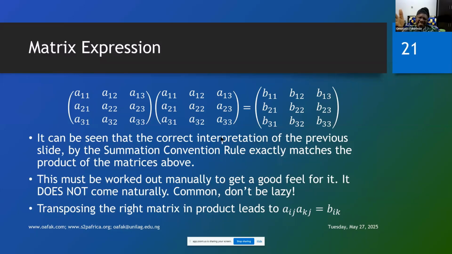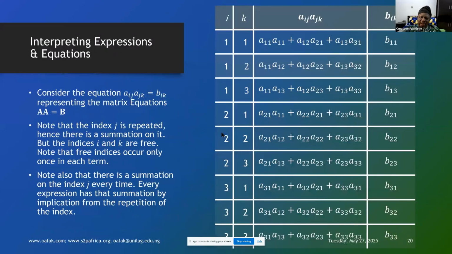How can you write this in index form? To know how to write it in index form, you just have to take a look at what we have here. I am saying that the product will be Aij, Ajk, if it is the product of A is equal to B. So now you do it in another way.